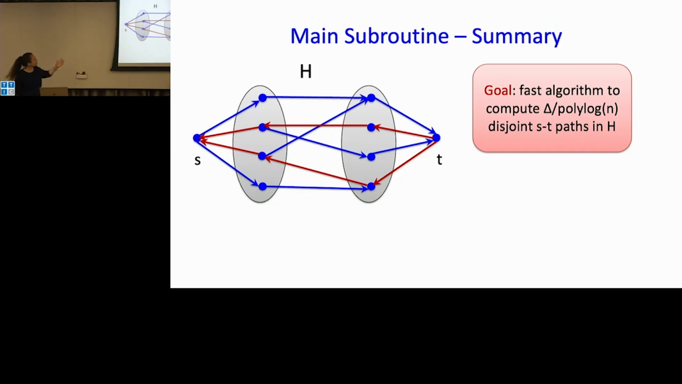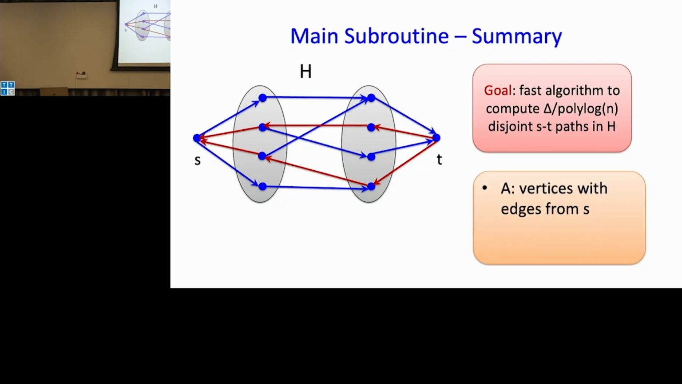Now, if we go back to what we wanted to do here, I'm just going to take all the vertices on the left that have an edge coming in from S, and I'm going to call them A. These are all the vertices with a green circle. Then all the vertices on the right that connect to T are going to be B. These are the vertices with a purple circle.